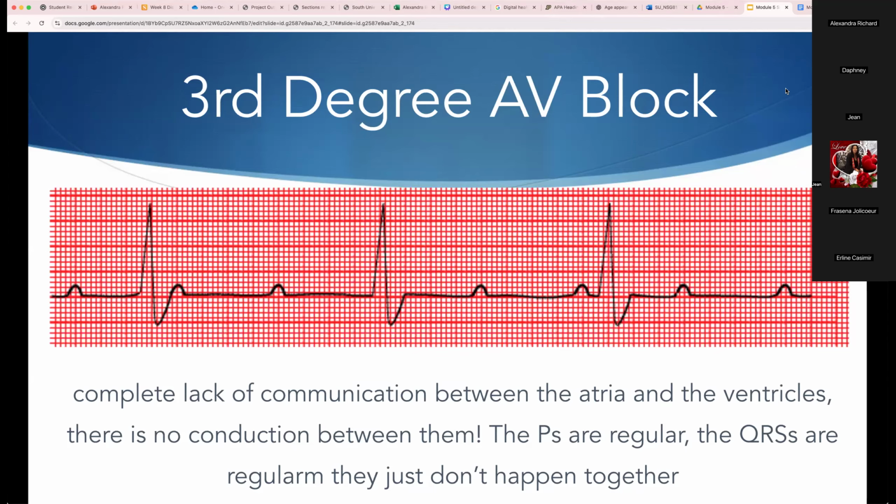So the problem here is there is a complete lack of communication between the atria and the ventricles. There's no conduction between them. The P's are regular. The QRSs are regular. They just don't happen together. So look at the first P wave. And this is crazy. I want you to calculate the first PR interval. Oh my gosh, it's so scary when you count it.